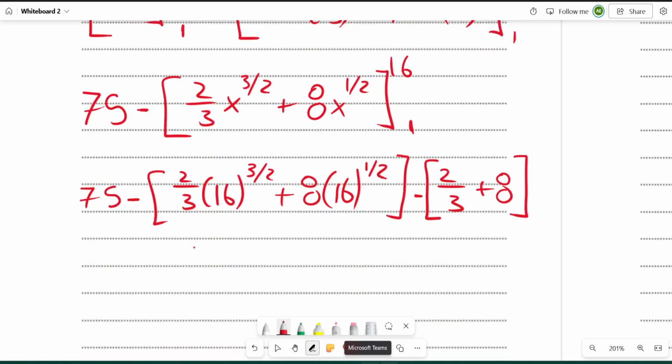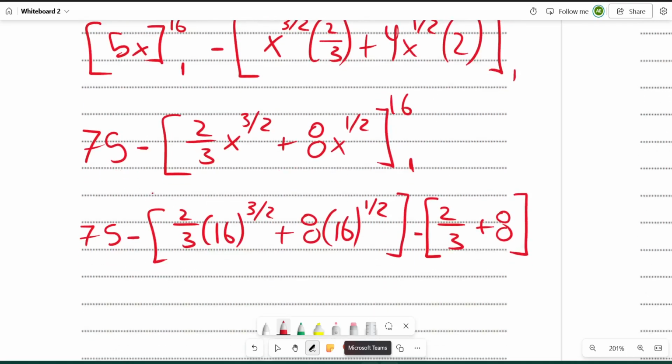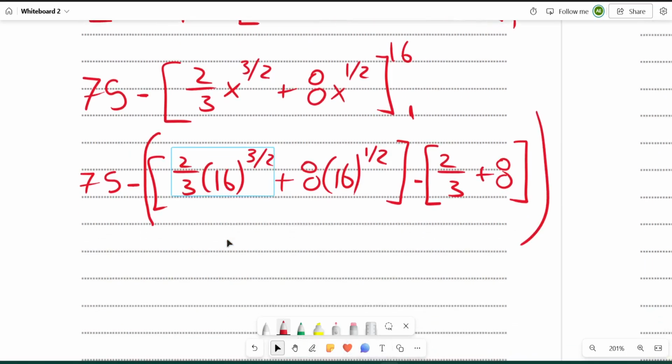Now evaluating everything on the calculator: this minus is for the whole thing, so I should have a big bracket over here. So 75 minus, open a big bracket, 2/3 times 16^(3/2) plus 8 times 16^(1/2), then minus, 2/3 plus 8 in brackets. This is going to give me an overall answer of 9 units squared. And this is going to be my area over here.